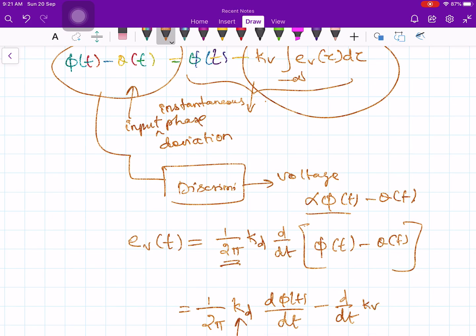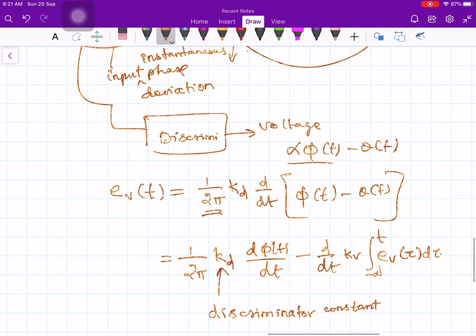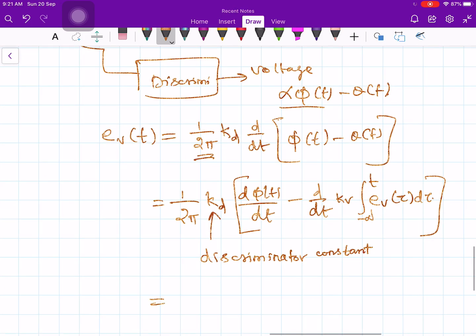kV times integral of dτ. This 1 by 2π times kd is constant. So this is equal to 1 by 2π k suffix d.